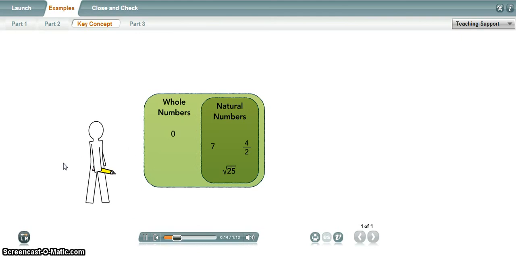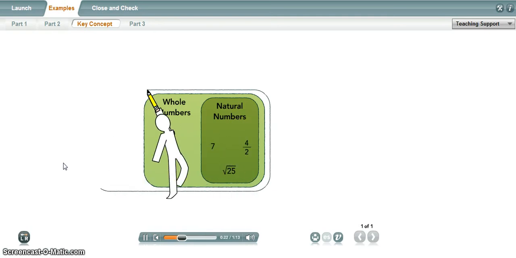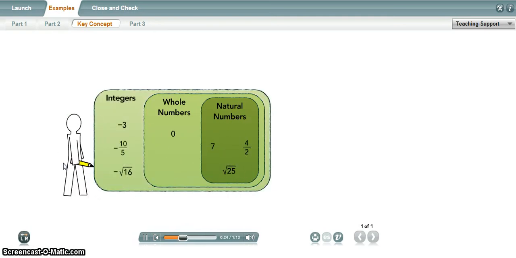The natural numbers, together with the number 0, form the whole numbers. So all natural numbers are also whole numbers. The integers are the set of positive whole numbers, their opposites, and 0. So all the whole numbers and the natural numbers are integers.